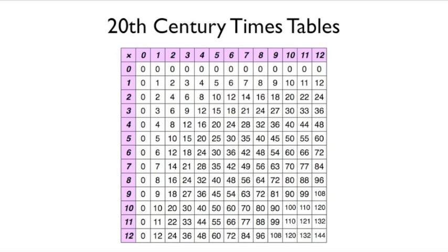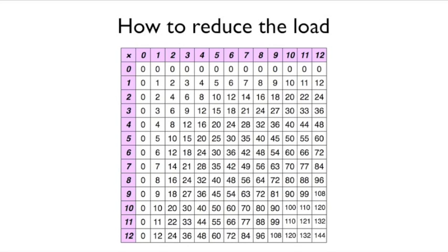Alright, here they are, the times tables, just how we used to learn them back in the 20th century. These days we call them the basic multiplication facts, or basic facts for short. As you can see, there's a 13 by 13 grid, which means there are 169 individual facts to learn. We're going to find out how to reduce that load considerably, so let's kick off.